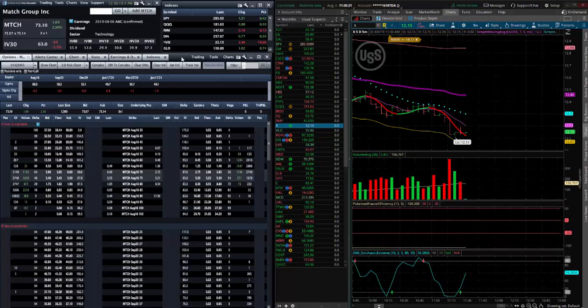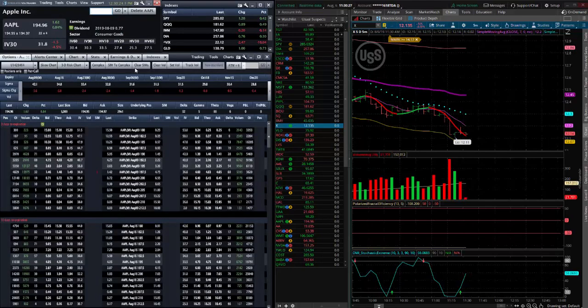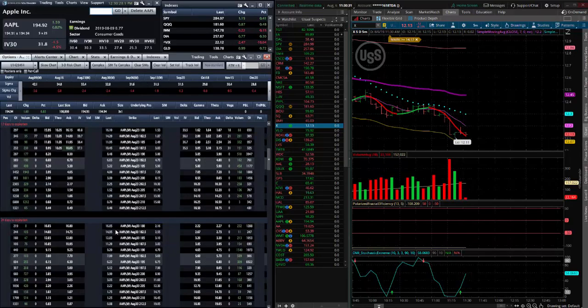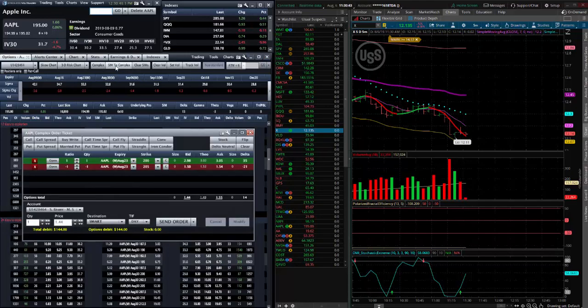Let's just do something like Apple, and we'll clear these out, and go out to August 23rd for no return. Let's just say that we want to do the 200-205 call spread. This is just random, okay? And we see that this thing is trading for about $1.50 right here.